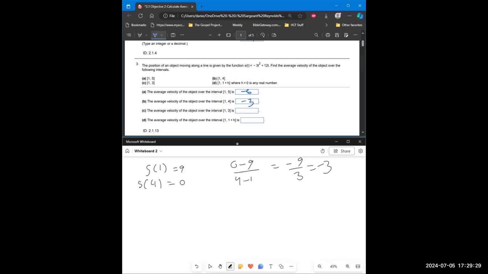Now we're going to make this a 3. Negative 3 times 9 plus 12 times 3 is 9. So that's going to give me 9 minus 9 over 3 minus 1, which is 0 over 2, which is 0.